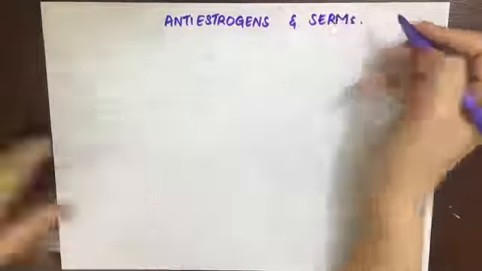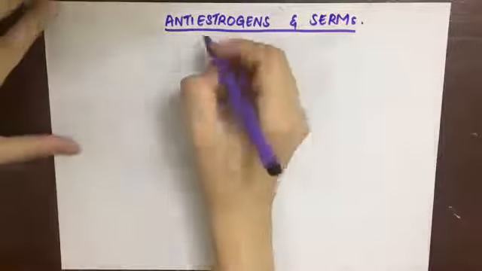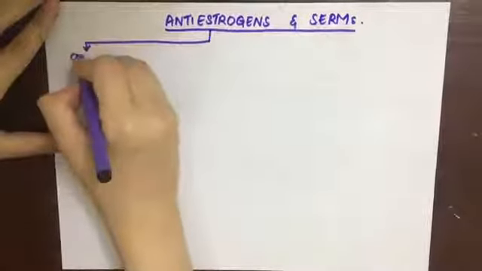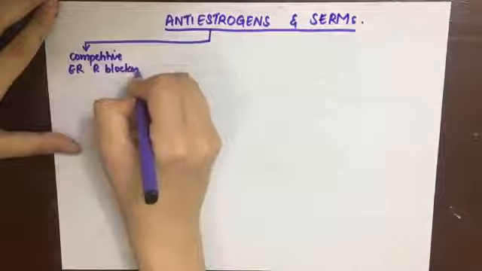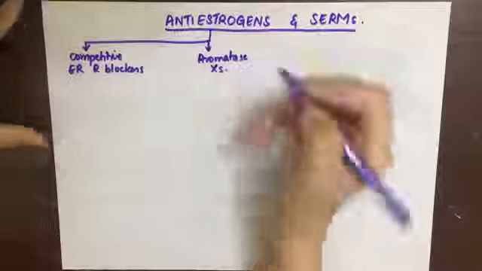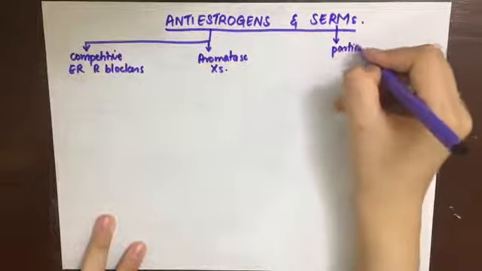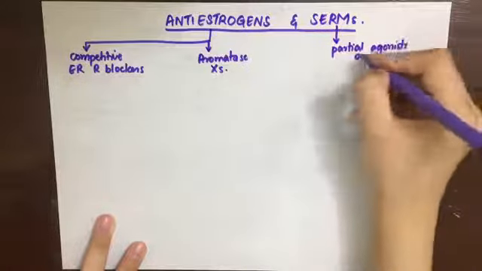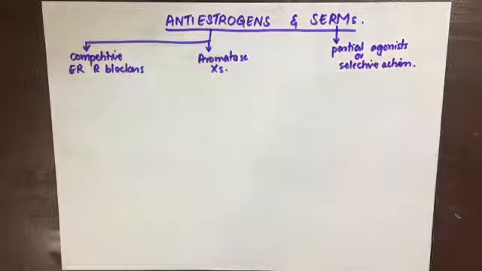Lastly, coming to the anti-estrogens and selective estrogen receptor modulators. In anti-estrogens, we have two types of drugs: one that competitively inhibits estrogen receptors, and secondly, aromatase inhibitors. While to explain the selective estrogen receptor modulators, we can say that they are either partial agonists of estrogen receptors, or that they have a selective action on some tissues.